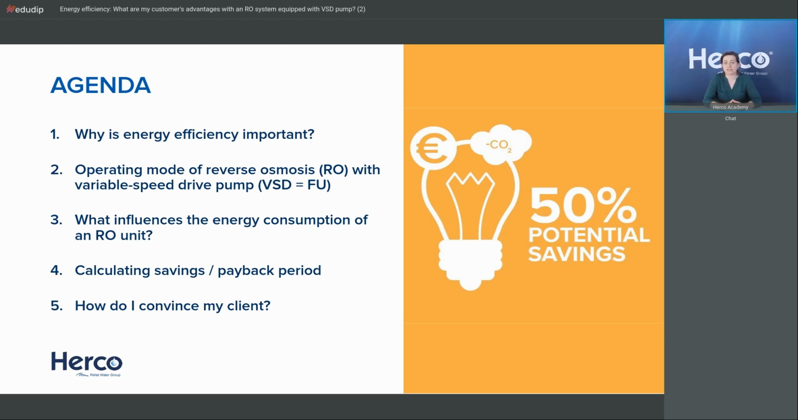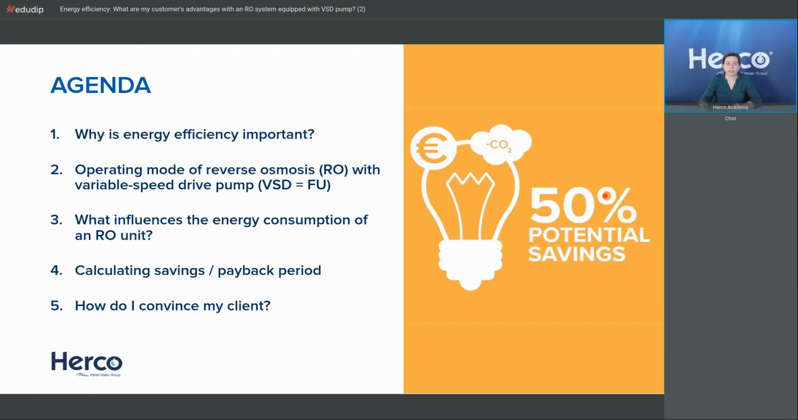Then we'll get to the most important part. How can I calculate the savings with a variable speed drive pump? Because that's why we want to equip most of our units only with variable speed drive pumps, because it makes a lot of sense for the client. Over the lifetime of the plant, the savings are really impressive. And we'll show you how to calculate the payback period and the savings yourself with our Excel tool. And finally, we'll have a recap about how to convince my client of the advantages, and what all the advantages are of having a system with a variable speed drive.